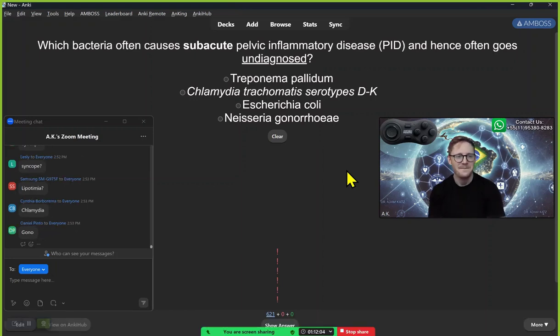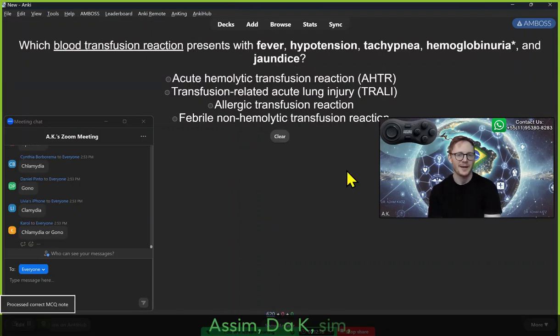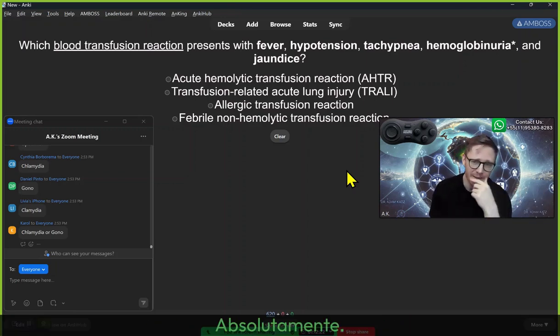Yeah, you guys are killing it. Okay, so Gano's a good answer as well. Subacute though, they're saying subacute inflammatory. So D through K. Yeah, both can cause PID, Carol. Absolutely. That's absolutely right.